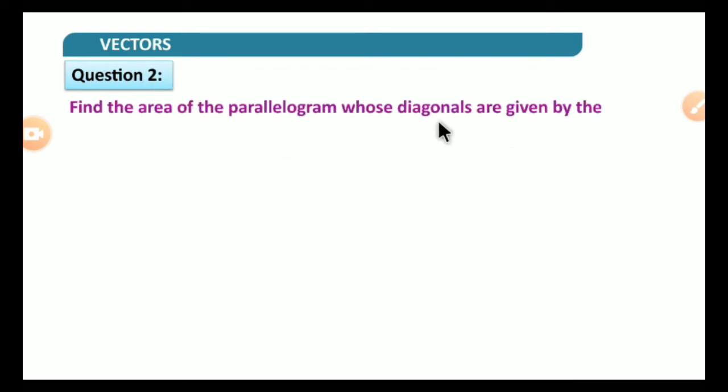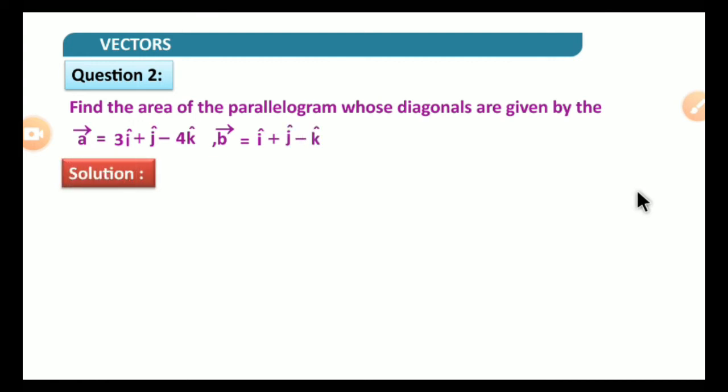Find the area of the parallelogram whose diagonals are given by vector A equal to 3i plus j minus 4k, and B equal to i plus j minus k. See here students, these two are not the adjacent sides. Here they have given the diagonals of the parallelogram. So, keep this in mind; I will tell you the note later. First, consider A cross B of these two vectors, which are the given diagonals.